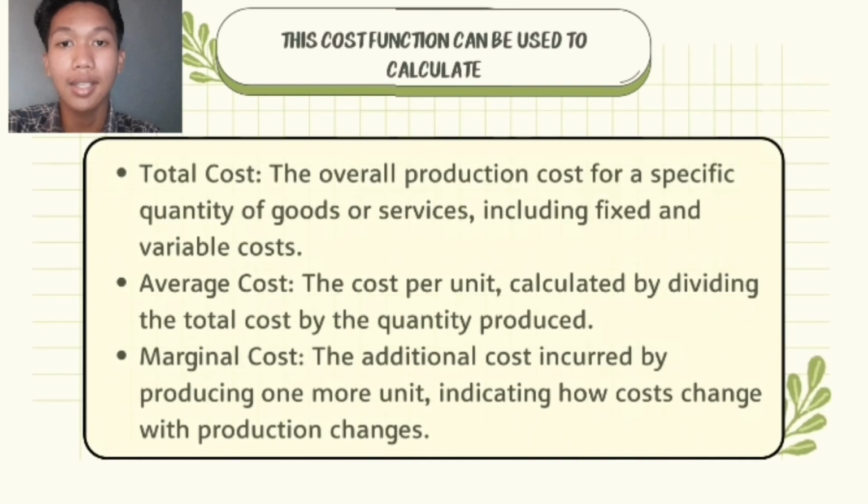The cost function can be used to calculate total cost, the overall production cost for a specific quantity of goods or services; average cost, the cost per unit, calculated by dividing the cost by the quantity of products; and marginal cost, the additional cost incurred by producing one more unit, indicating how cost changes with production change.